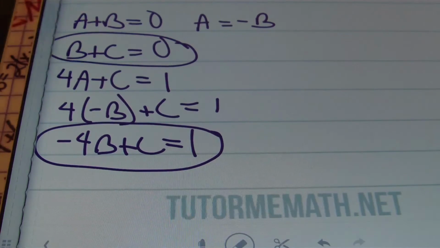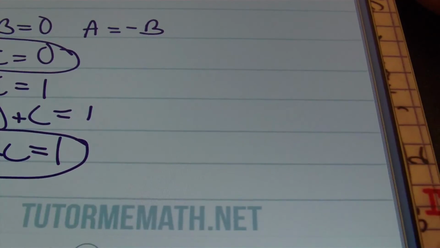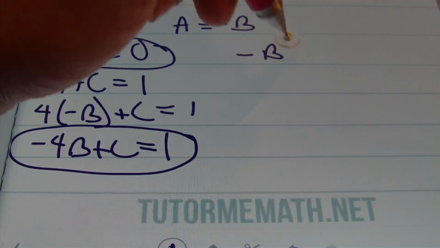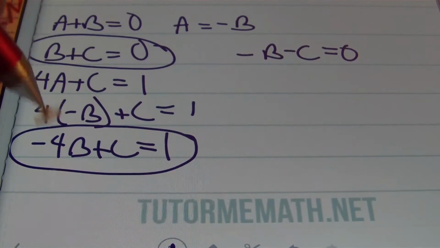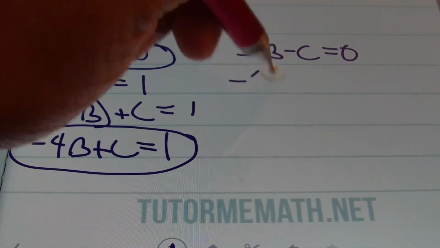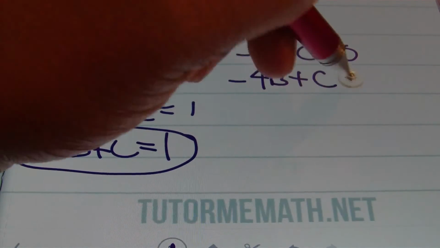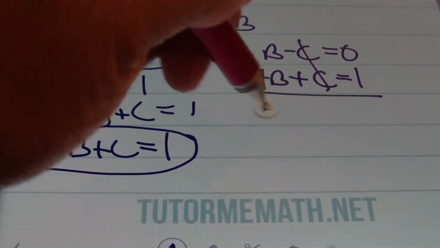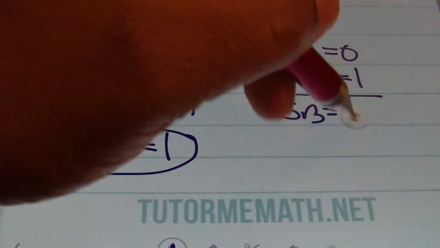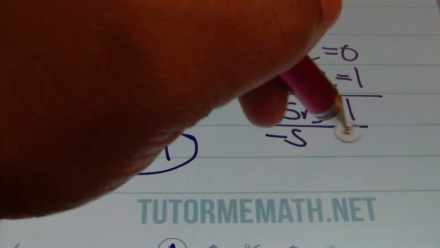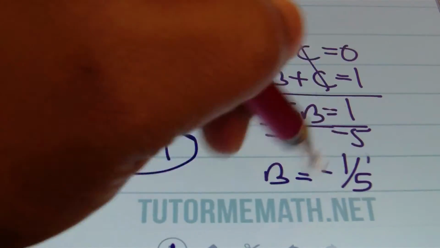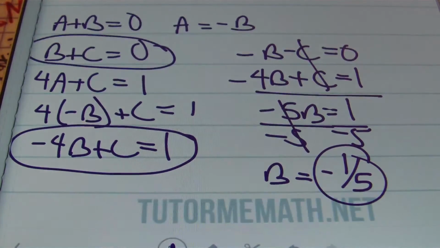So now I'll take this second equation and this rewritten equation. Taking these two equations, I'm going to solve for my b variable. I'll need the opposite of this first equation in order to cancel out my c's. So I'll write it as negative b minus c equals 0, and then I'll have this equation, negative 4b plus c equals 1. From this point, I can cancel out the c's, and I'll have negative 5b equals 1. When I divide both sides by negative 5, we'll find that b equals negative 1/5. So that is my value of b.